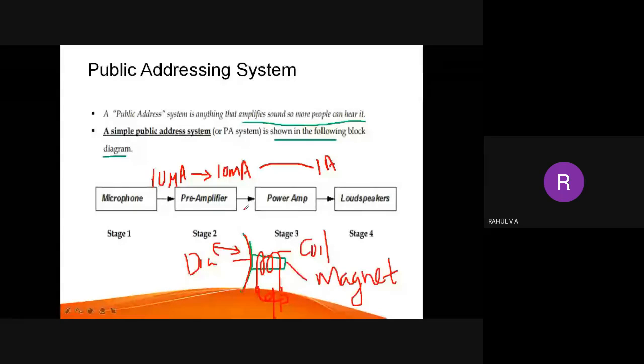So a public addressing system has four basic blocks in its block diagram. One is the microphone, second is the pre-amplifier, third is the power amplifier, then we have the loudspeaker. The microphone converts sound to an electrical signal. The pre-amplifier amplifies the output of the microphone, which is of very small magnitude, to a small magnitude. The power amplifier amplifies the output of the pre-amplifier to a higher voltage or current level, and then it is given to a suitable loudspeaker.